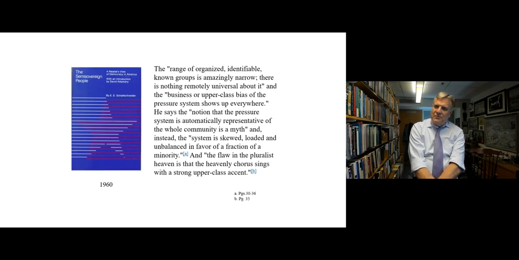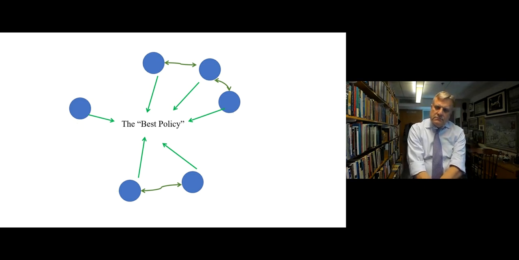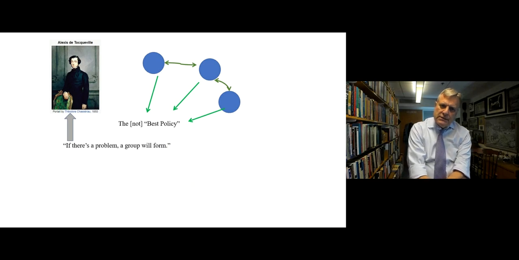He said that the system is skewed, loaded, and unbalanced in favor of a fraction of a minority. And he had this great line: the flaw in the pluralist heaven is that the heavenly chorus sings with a strong upper class accent. Now that was empirically true. It's empirically true today. The thing that he was noticing is that in the pluralist heaven, there are a lot of groups that don't exist. And when there are groups that don't exist, who can agree on what the best policy actually is?